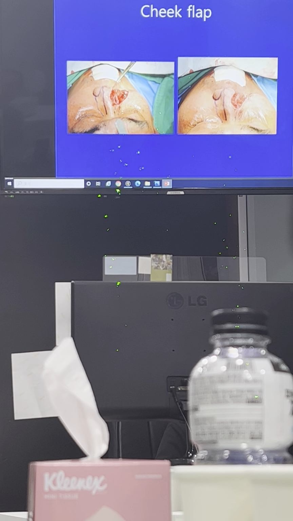After that, I reduce the cheek flap. I design a rotation flap and cover the defect of the cheek. Can you see there is a defect at the cheek? Using a cheek flap, I cover the defect at the cheek here. Do you understand? The rotation flap.